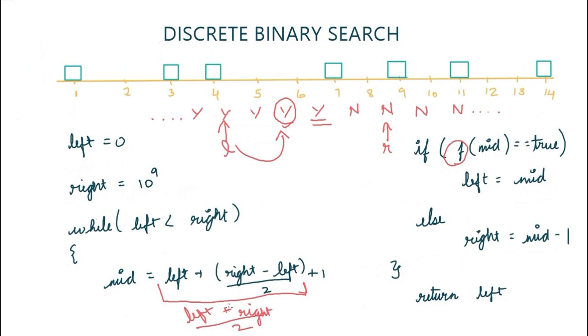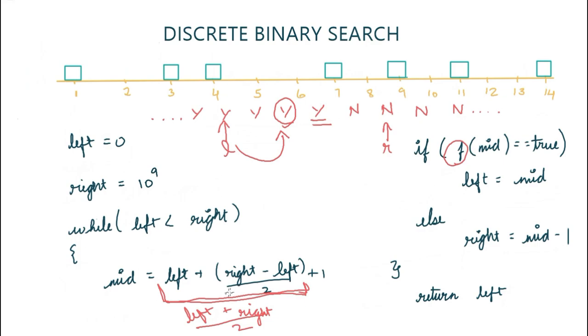If left and right are very large integers, adding two very large integers might give an integer which can overflow the integer range. Mid will lie between left and right. So even if left and right are very huge integers, mid will be somewhere between them. So if left and right do not overflow, mid will also not overflow. But because we are adding left and right first to obtain mid, this addition can cause an overflow. That is the reason we convert left plus right by 2 to something like this: left plus right minus left by 2. You can see if you try simplifying this, you'll get this formula back.